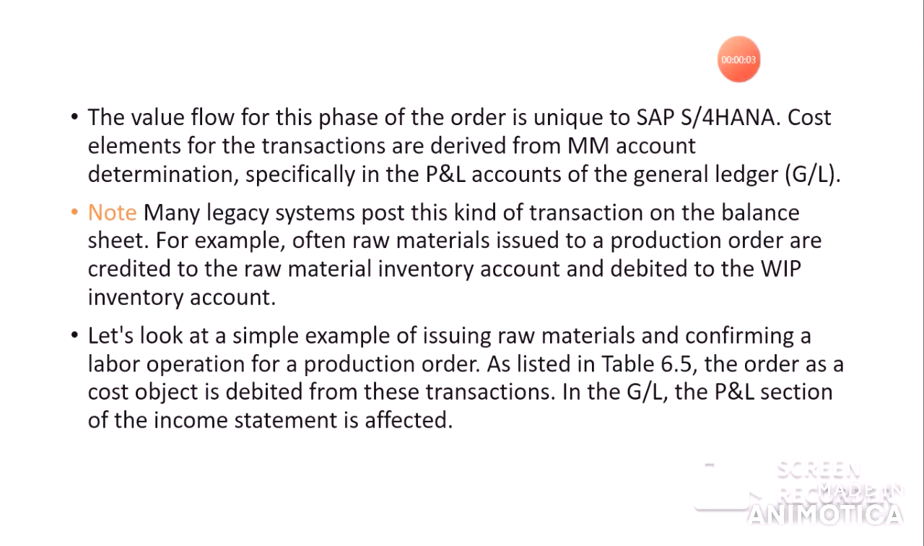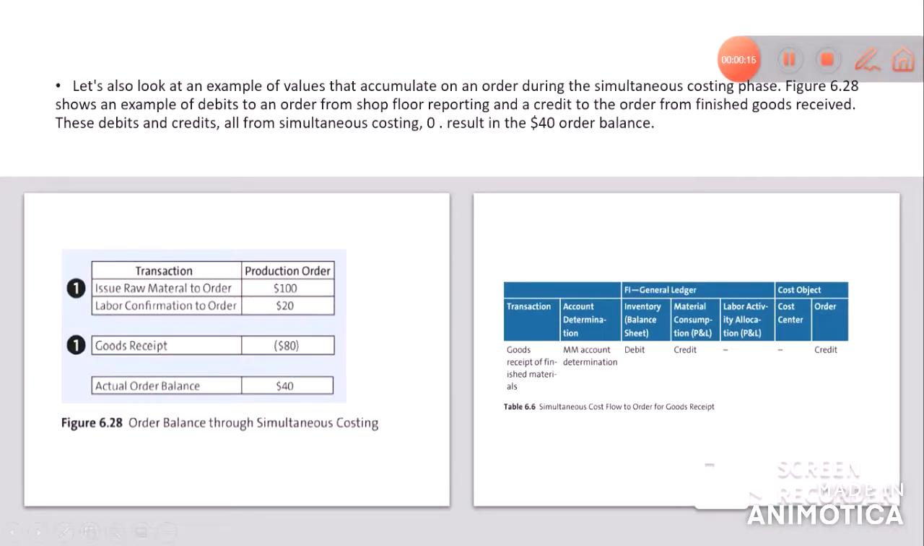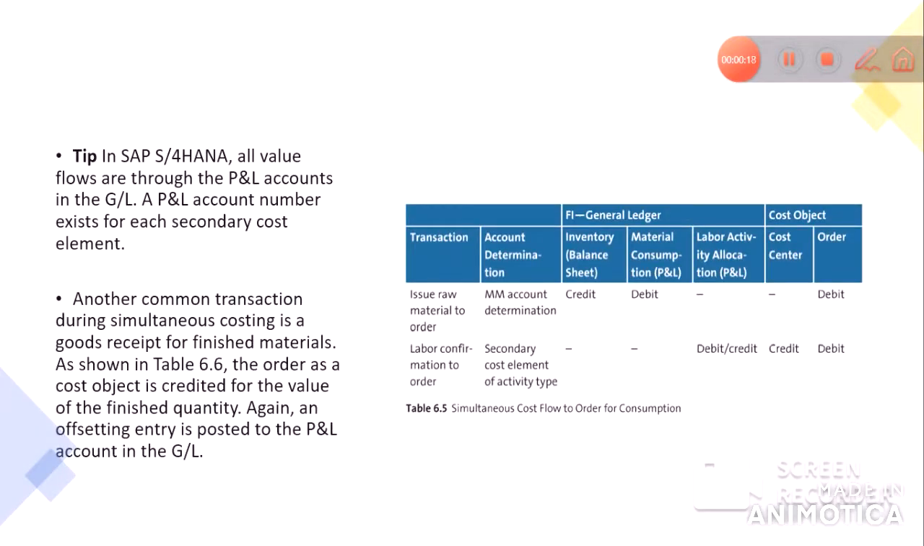So as listed in table 6.5, the order as a cost object is debited from these transactions. In the GL, the P&L section of the income statement is affected. So here the tip is, in SAP S/4HANA, all value flows are through the P&L accounts in the GL. A P&L account number exists for each secondary cost element.